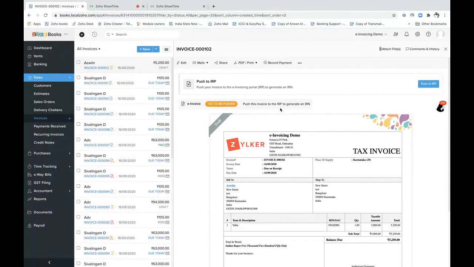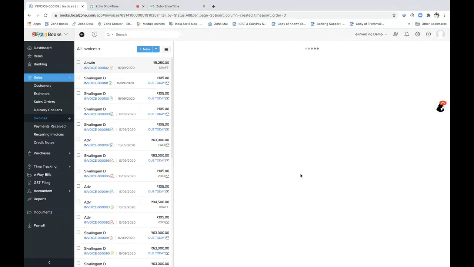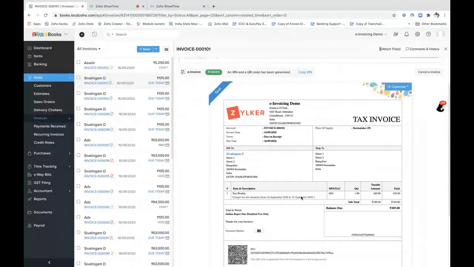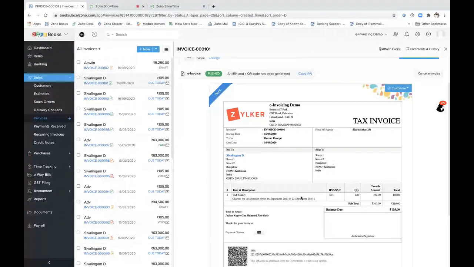So what happens right away, we push the details to the e-waybill portal. That is from the IRP, it is being pushed to the e-waybill portal and the e-waybill is generated and also the e-waybill number will be displayed on the invoice. All right, so now this is done.